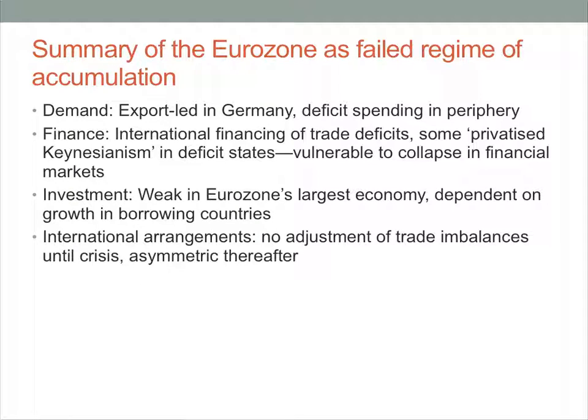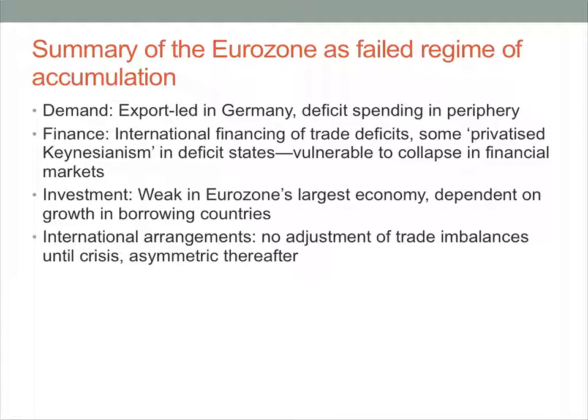Just think about the four elements of a regime of accumulation that we talked about before. We had demand. It was export-led in Germany, but in the periphery was more domestic demand-led, but that meant continual capital inflows. So we think about finance, international financing of trade deficits, and some privatized Keynesianism in the deficit states, which was vulnerable to a collapse in financial markets. So just like the general phenomenon of privatized Keynesianism in some parts of the Eurozone was vulnerable to a collapse in international finance, which we saw after 2008.